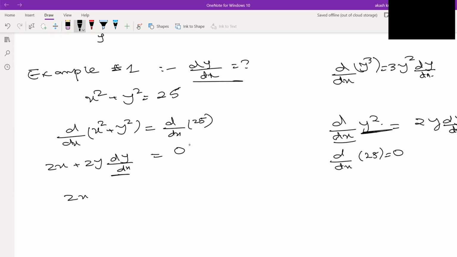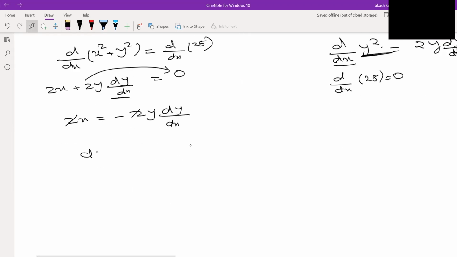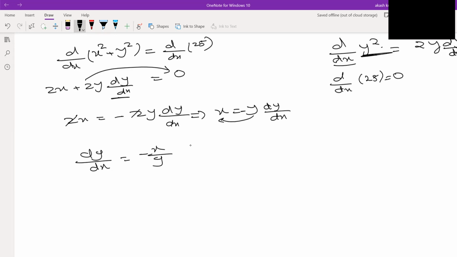So 2x as it is, and if I take the 2y dy by dx to that side of the equation, it will be minus because it's positive here. Minus 2x equals minus 2y dy by dx. Can I cancel 2 on both sides of the equation? Yes. Okay. So dy by dx will be minus x over y. Taking y to that side, it will be minus x over y. Okay, so we got our first part, which was to find dy by dx.